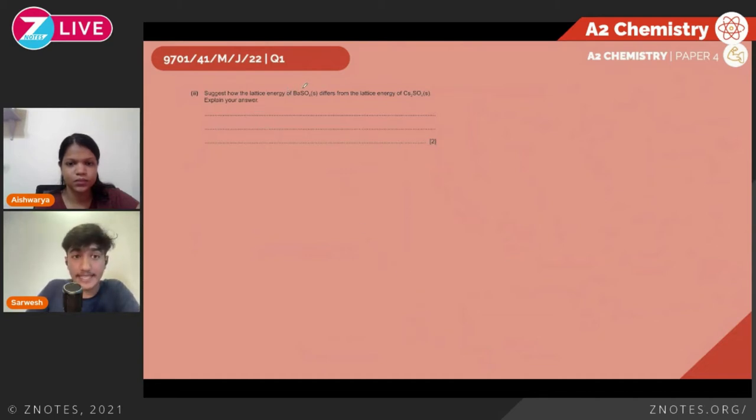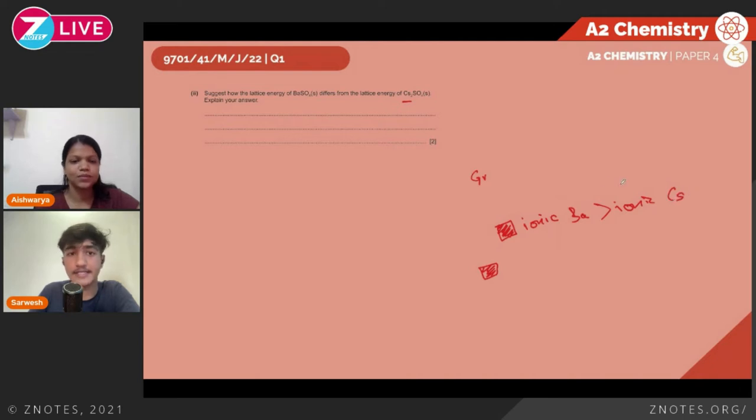We are asked, how would the lattice energy of barium sulfate solid differ from the lattice energy of cesium sulfate? So what we know over here is that cesium is a group 1 metal, which lies quite low in the periodic table. Meanwhile, barium is a bit higher. So the ionic radius of cesium is greater than the ionic radius of barium. So if you form a lattice of barium sulfate, you would have the cations and the anions quite closer to each other in contrast to a lattice of cesium sulfate. So that means that you would have stronger attractions in the case of barium sulfate compared to cesium sulfate.